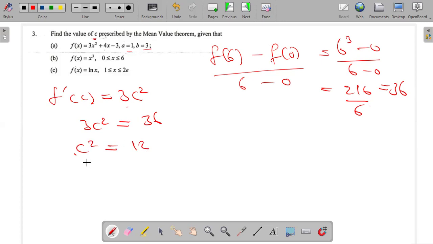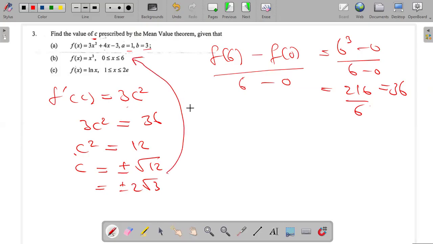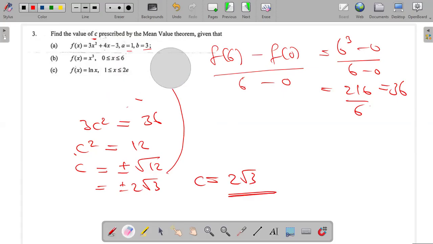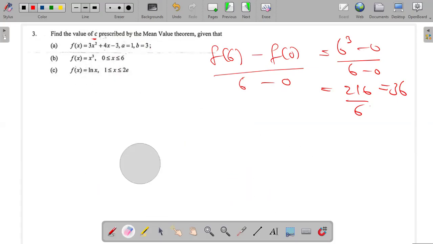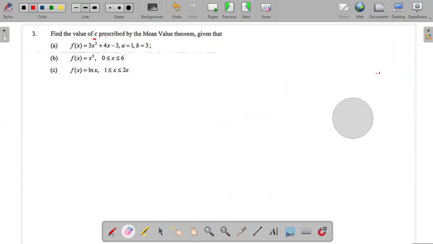Find the square root, then I just get c to be equal to, of course, plus minus root of 12, which is just simplifying to plus minus 2 root 3. But then my interval that I am working in is positive. So my c is just going to be 2 root 3. So this is what I get here. All right, next we have an interesting question there. So these are very easy questions to handle.